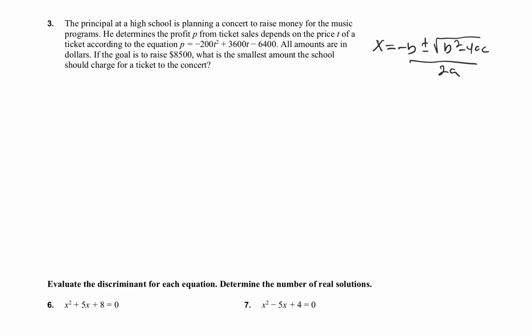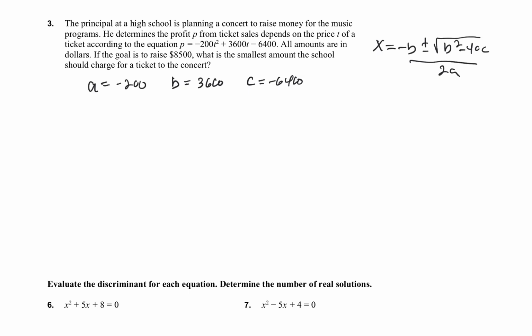You won't have to memorize the quadratic formula. I already have it there for you. So the value of a is negative 200. The value of b is equal to 3,600. And the value of c is negative 6,400.